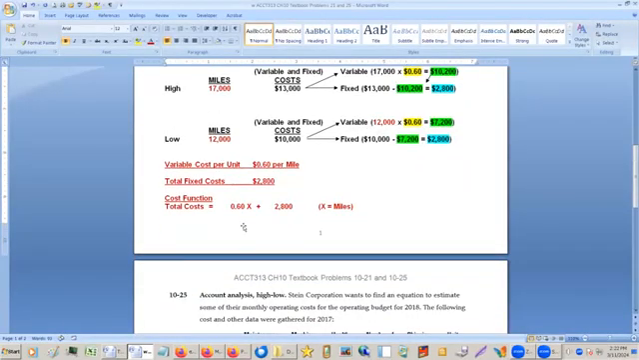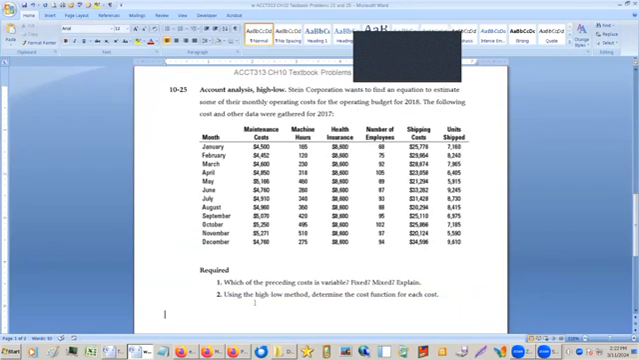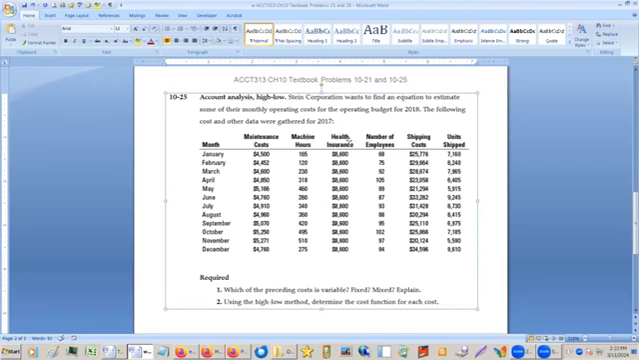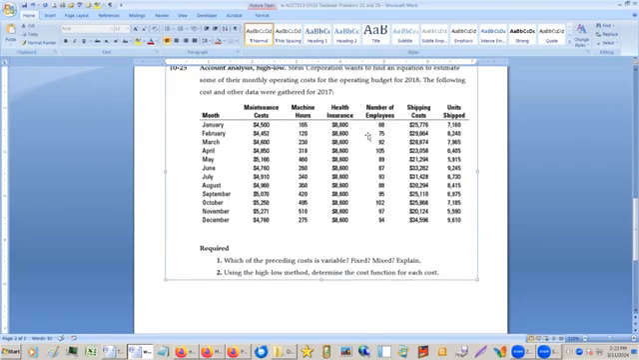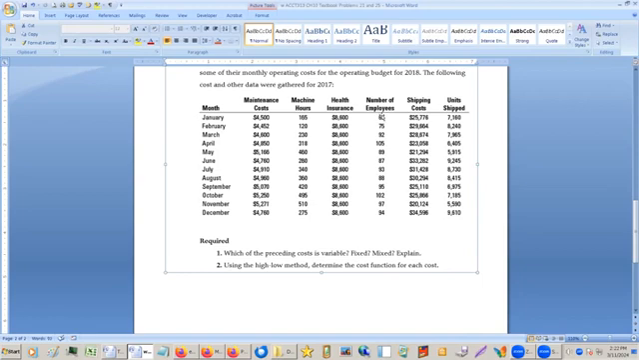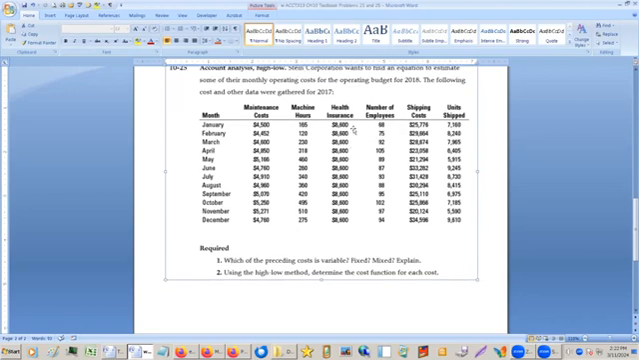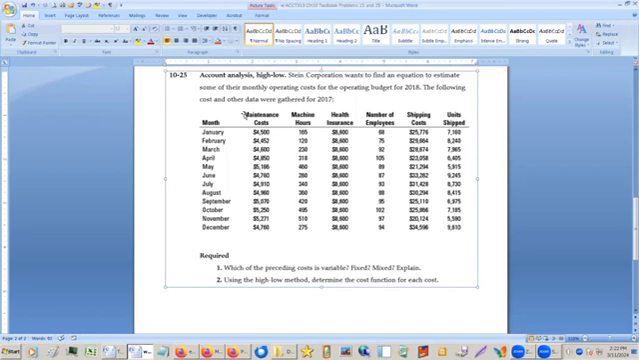Okay, let's come down here. All right, I think we're going to take one of these. They have three of them here. We have maintenance costs, health insurance costs, and shipping costs. And we're not going to do health insurance costs because their health insurance cost is all fixed. You can tell that because everything is exactly the same. There is no change in the total, so the health insurance would be a fixed cost. All right, so that leaves us with maintenance costs or shipping costs. Let's take maintenance costs. Now, be careful here.